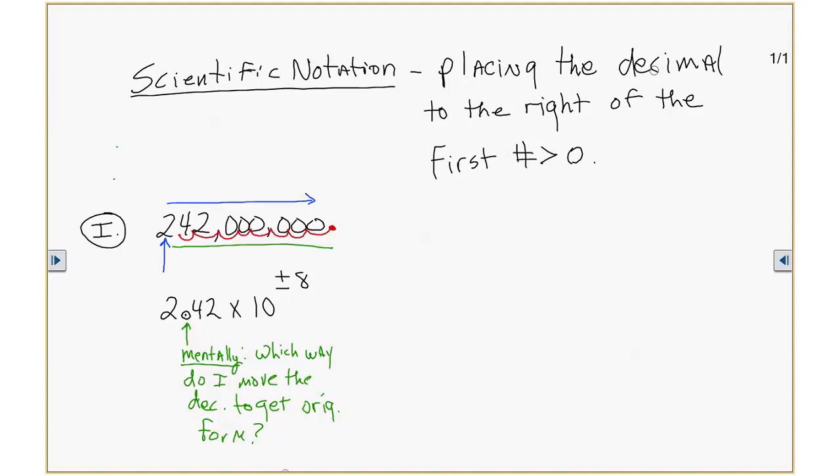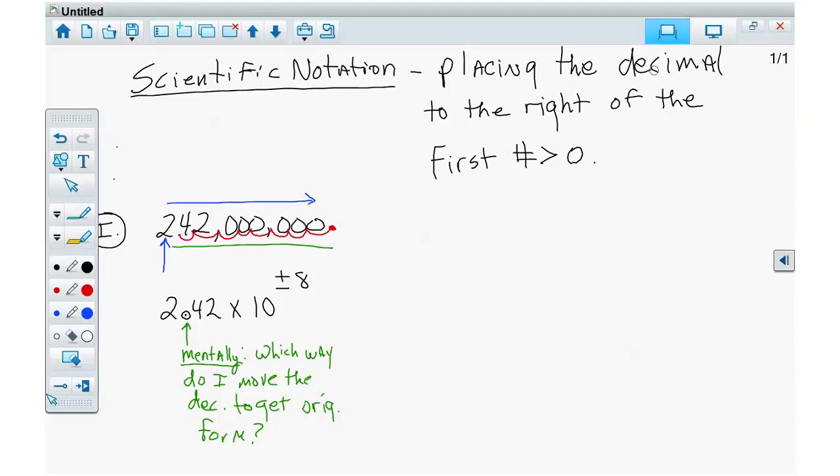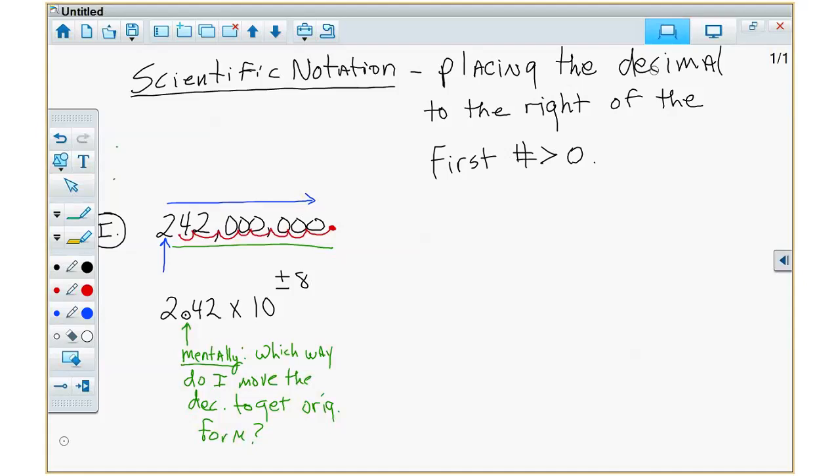And that's how you do scientific notation. You don't remember any pattern. You don't remember that if it's small, you go this way, and if it's big, you go that way. Because if you get to an operation and you have to move the decimal, then you're going to get confused.